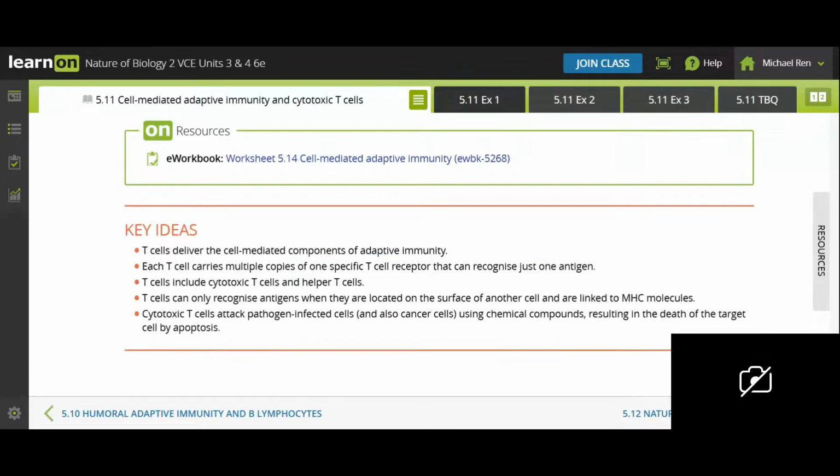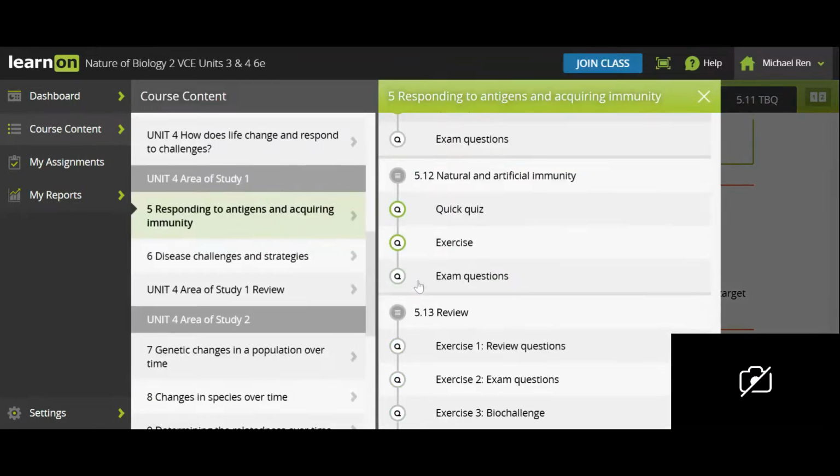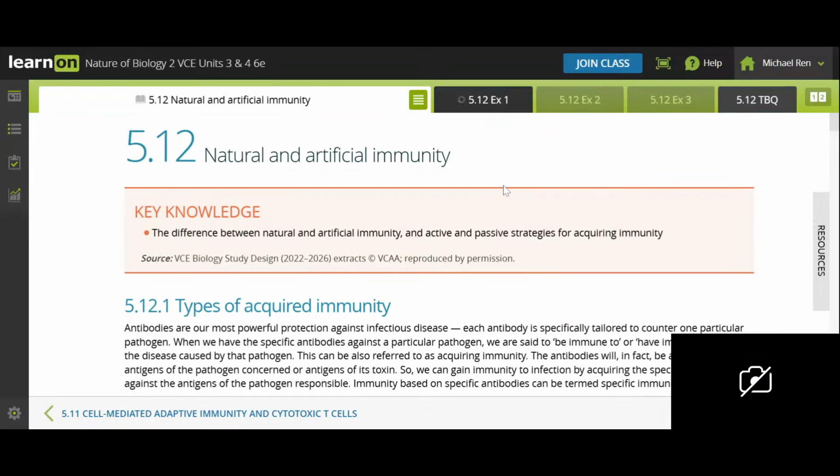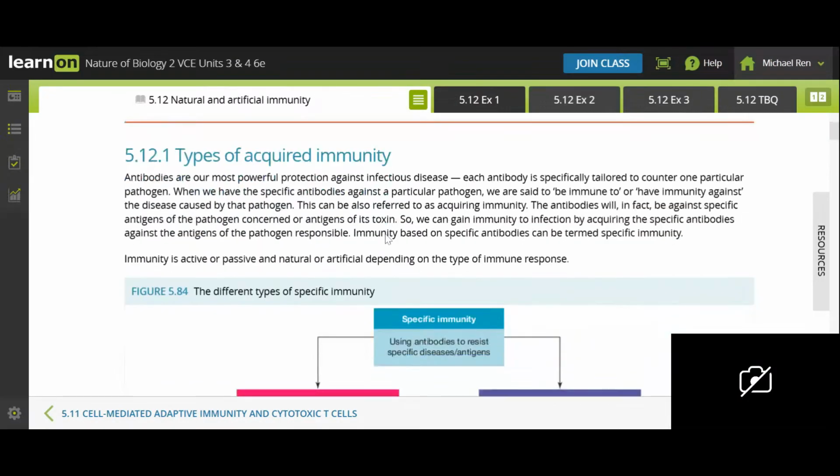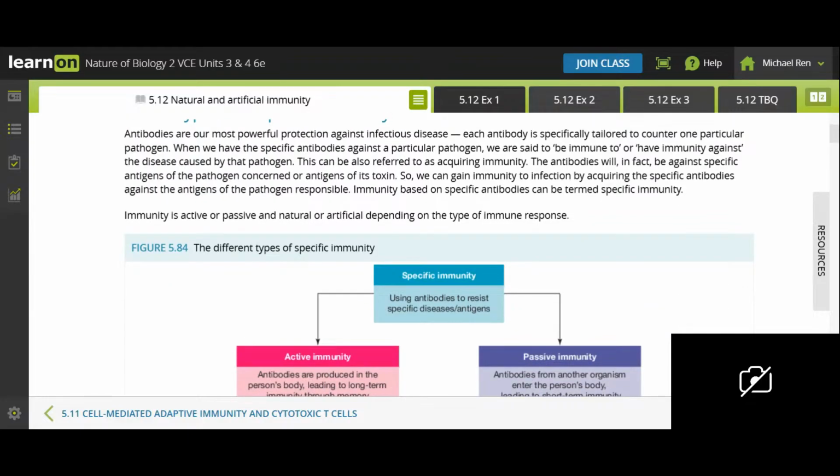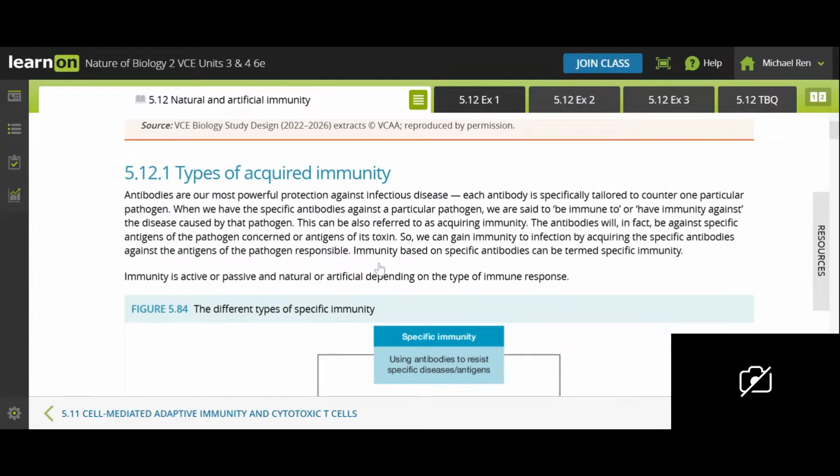Boom bang ba ba ba ching chang whatever. Natural and artificial immunity. Oh yeah, baby. I'm using it.